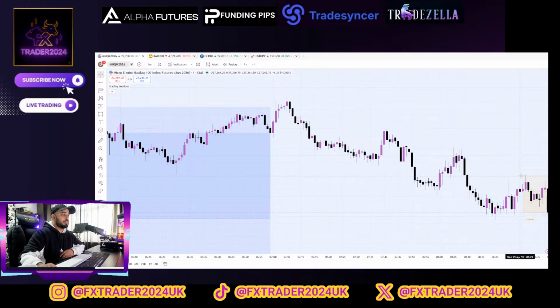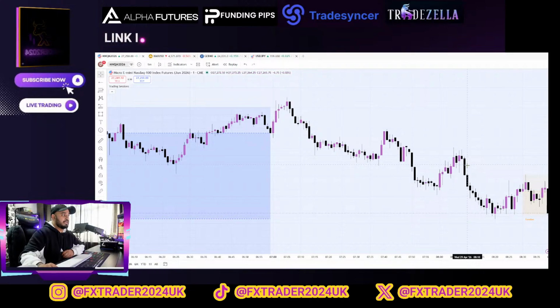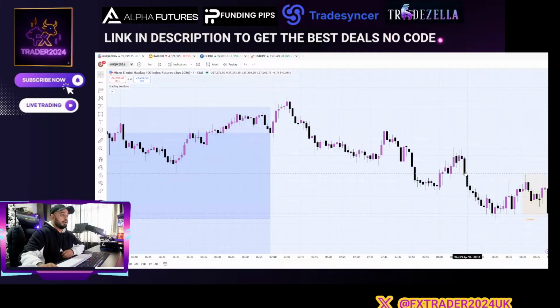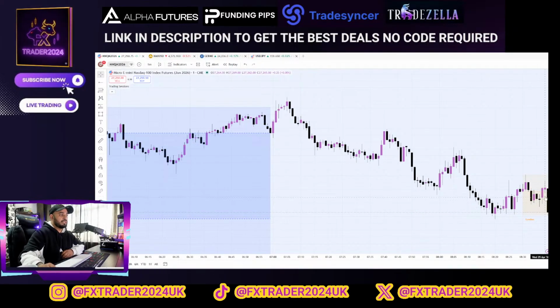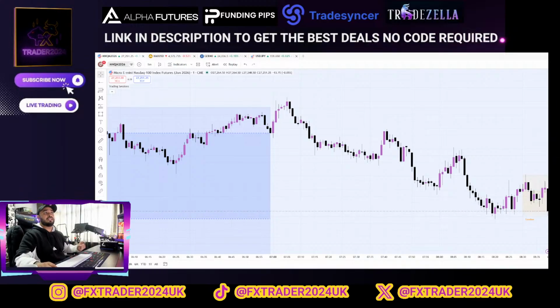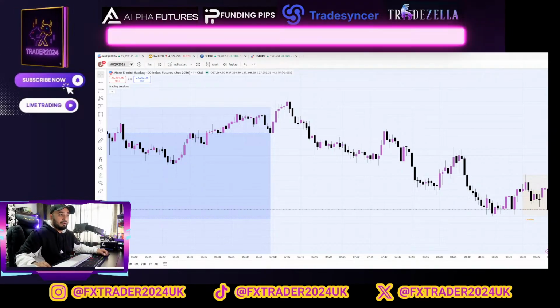So I did say price will be pushing down from this area because it's rejected from this order block here, fair value gap, sorry. But we will see what price does. I'm not taking a trade yet because of FOMC today.